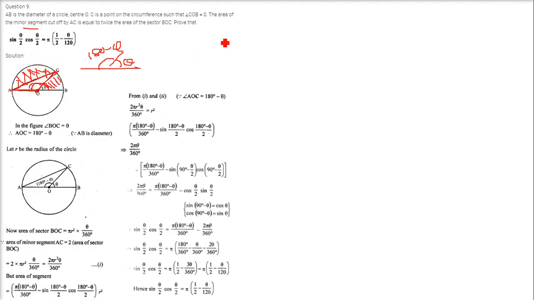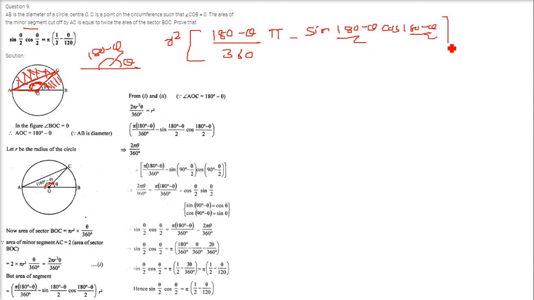We will use the formula directly. So this is r square, theta by 360 into pi. What is theta? It is 180 minus theta. So 180 minus theta, pi by 360, this into this minus sine theta by 2 cos theta by 2. So what is theta here? 180 minus theta. Sine of 180 minus theta by 2, cos of 180 minus theta by 2.